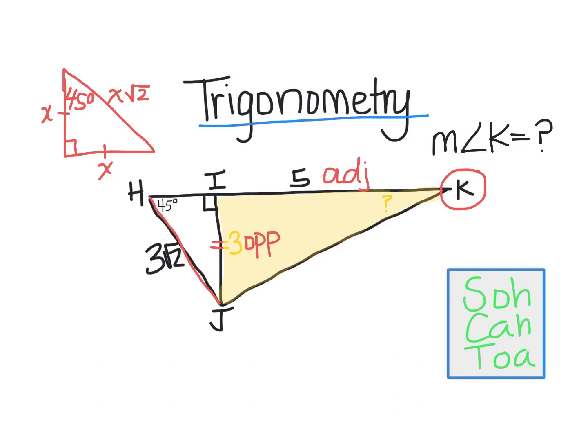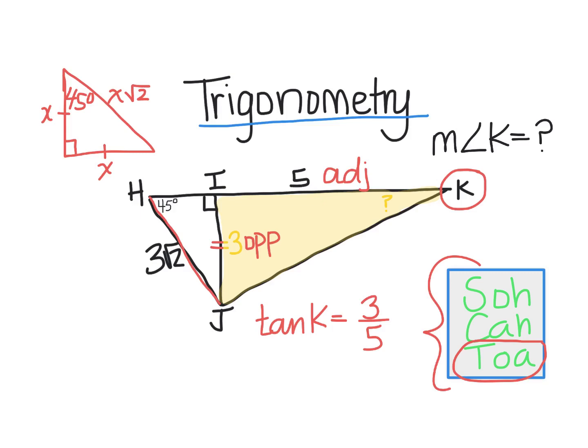So then with that information, I would look at my 3 trig functions here and I would ask myself, which of these gives me a ratio of opposite and adjacent? And that would be the tangent trig function. So I would say tangent of angle K is going to be the ratio of 3 over 5.